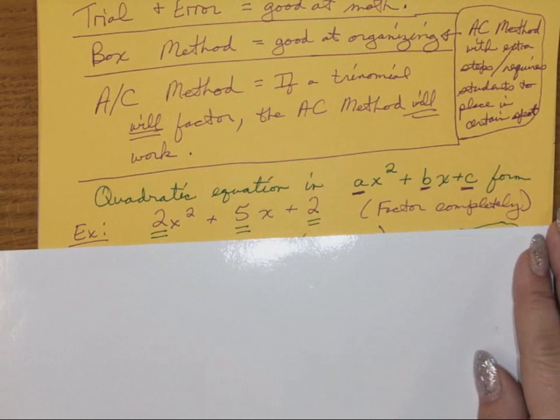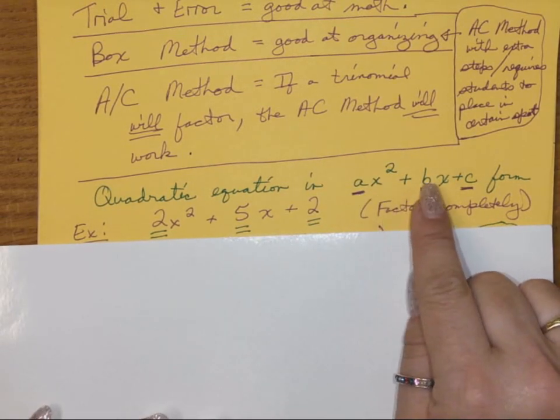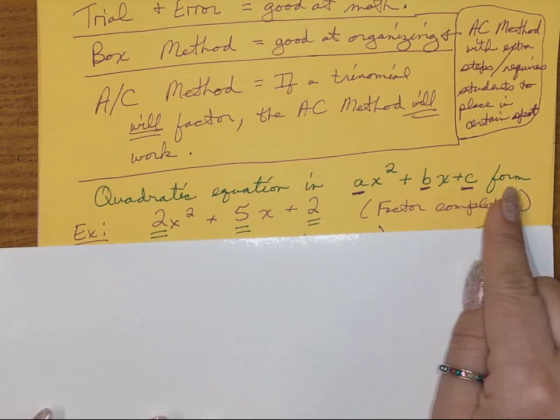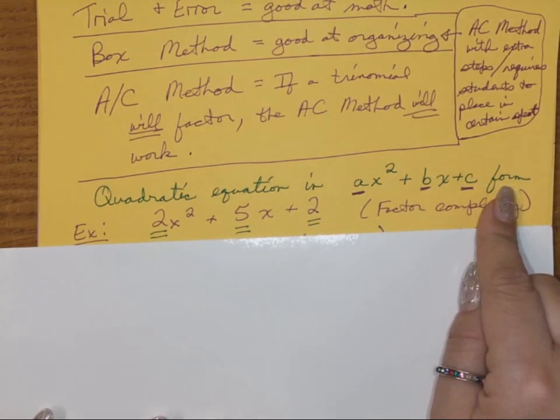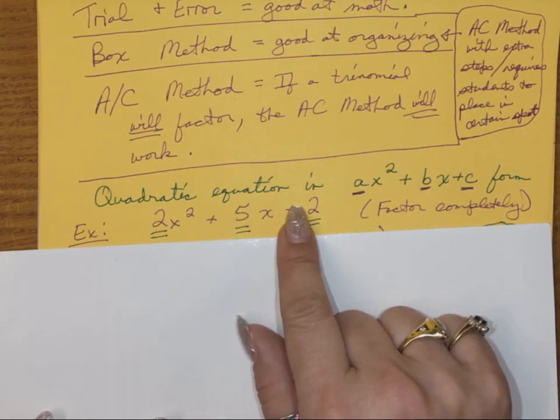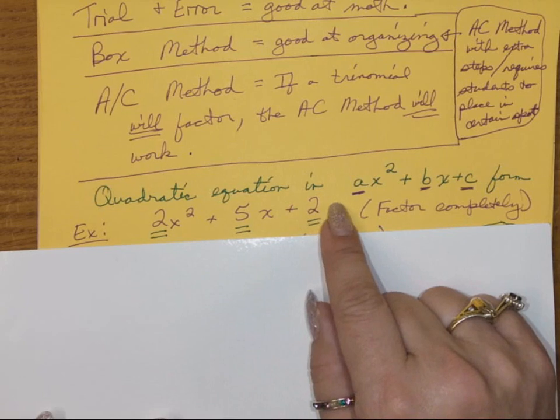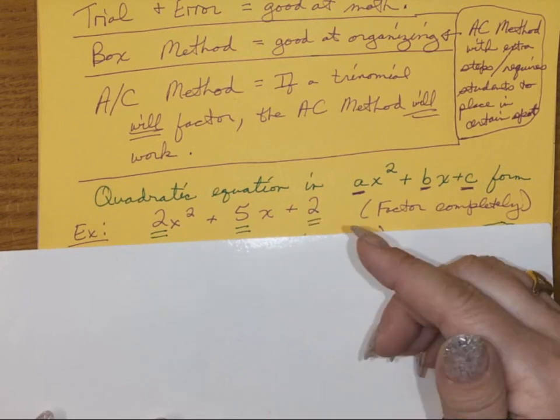Sorry, guys. Okay, so the quadratic equation in the standard form, you should have seen it before. It should come out ax squared plus bx plus c. Okay, that's called standard form. And if you were in a college algebra class, here's my example: 2x squared plus 5x plus 2. If I was in a college algebra class, I would probably set this thing equal to 0, and it might say solve.